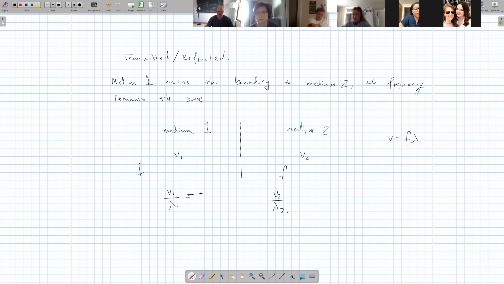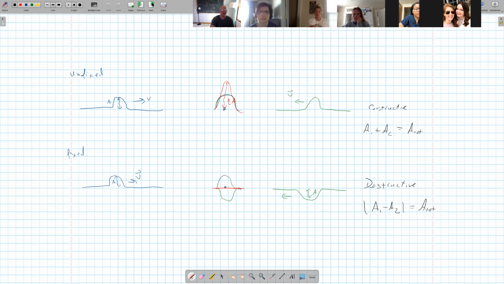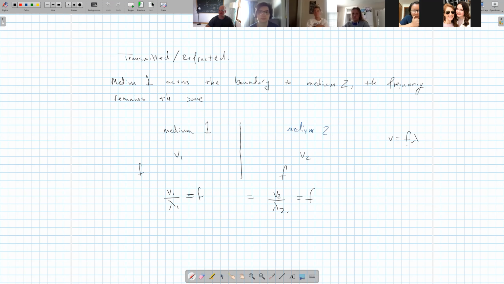So if I took the ratio of these, because this is simply equal to the frequency, since the frequency is the same in each medium, that means that the ratio of the velocity to the wavelength must remain fixed as it passes from one medium to another medium. But again, since the two frequencies are the same, but the two velocities are different, that means the two wavelengths are also going to be different. So as the wave passes from one medium to another medium, the wavelengths will be different, but the frequencies have to stay the same.